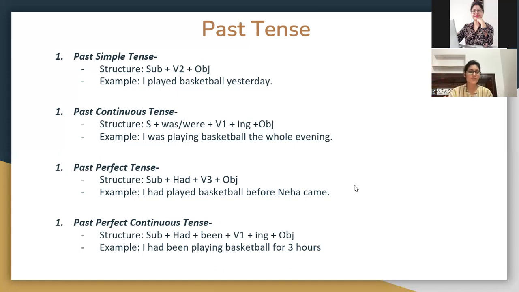And further I explain past perfect continuous tense. We use past perfect continuous tense when any action started in the past, continued in the past, and ended at a certain point in the past. So we use past perfect continuous tense. And the past perfect continuous tense structure is subject plus had plus been plus first form of main verb plus ing plus object.